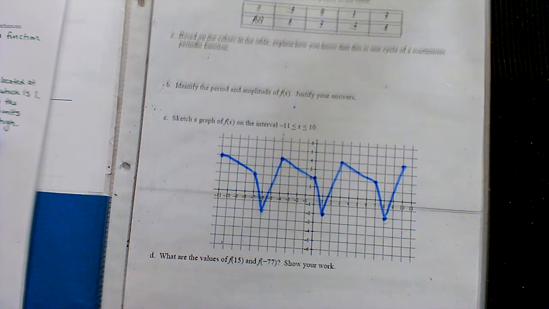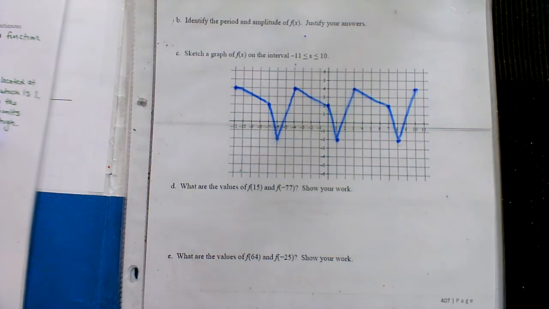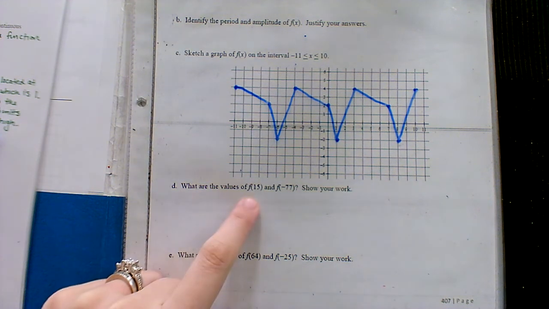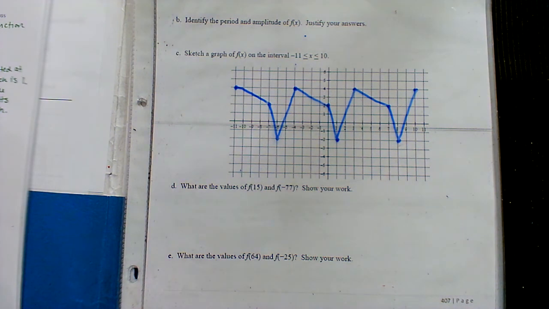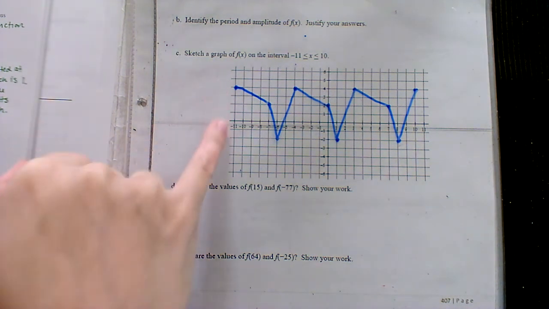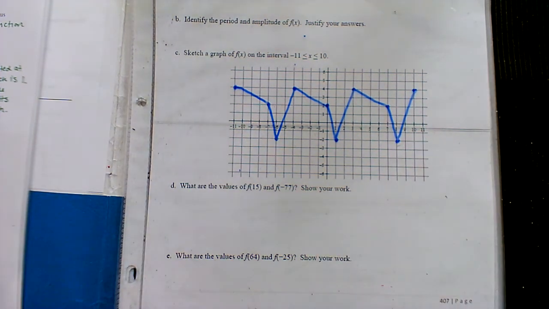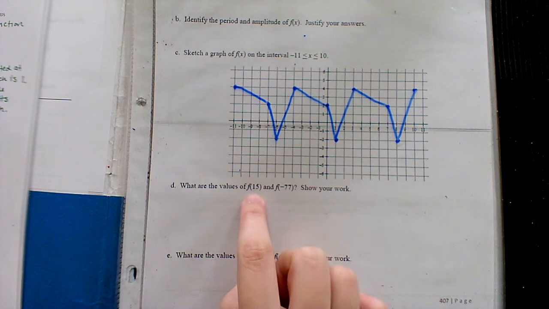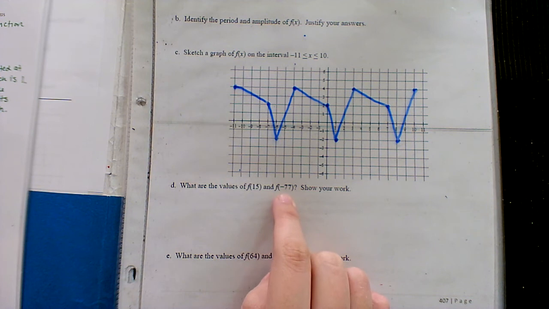I believe we have the last two parts on page 407 to go over. Is that right? Parts D and E? All right. So taking a look at the bottom there, we graphed it yesterday, so we should have that available to us. What are the values of f of 15 and f of negative 77? If you take a look at the graph, notice how we only have values from negative 11 to 10 available for us. What they're asking us for is, if we were to go to the 15 spot on the graph, what would we get out? If we were to go to the negative 77 spot on the graph, what would we get out?